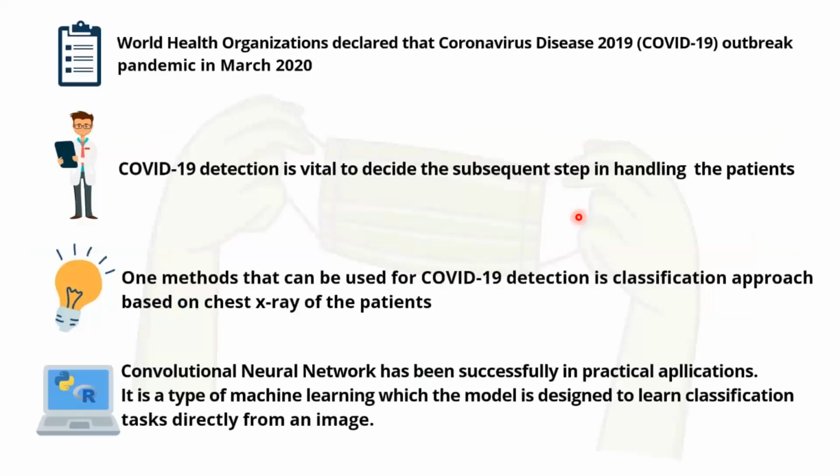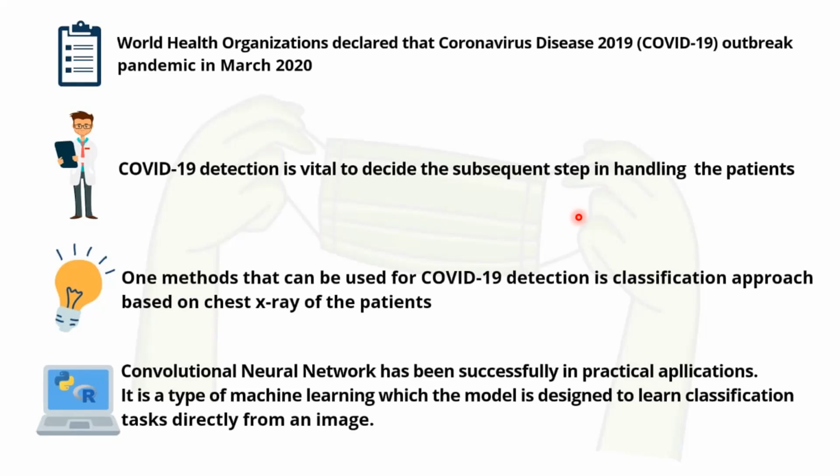As we all know, the World Health Organization declared the coronavirus disease 2019 outbreak a pandemic in March 2020. Countries around the world are stepping up efforts to halt the spread of this pandemic, and COVID-19 detection is vital to decide the subsequent step in handling the patient. One method that may be used for COVID-19 detection is a classification approach based on the chest X-ray of the patient, and convolutional neural network has been successful in practical application.